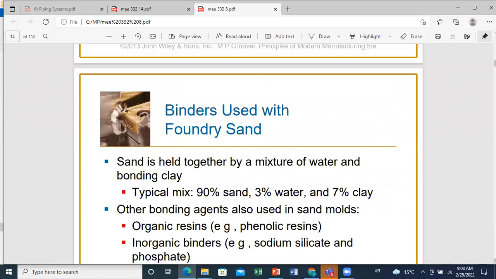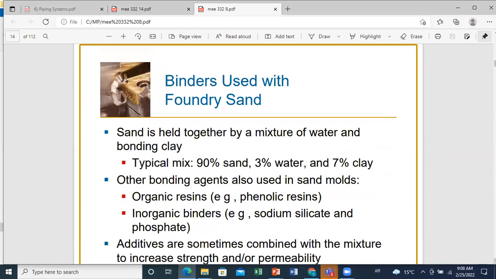Now, we always use also binders with foundry sand because we need to hold the sand particles together. So sand is held together by a mixture of water and bonding clay. The typical mixture is constituted by percentages of sand, water, and clay. And of course, the highest percentage is for sand. The remaining part is water and clay, which will help to create adhesion between the different particles of sand.